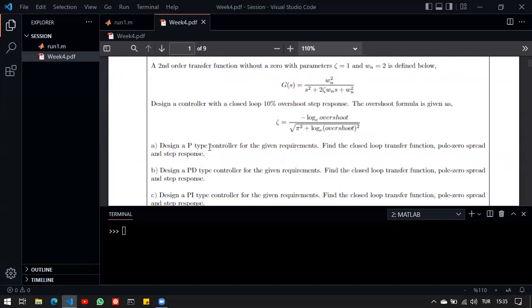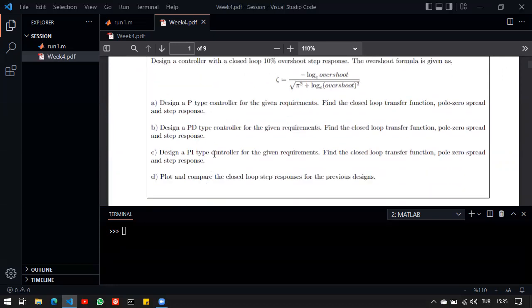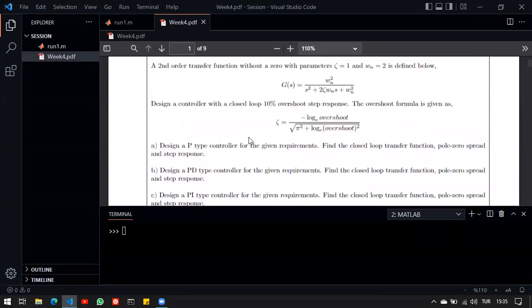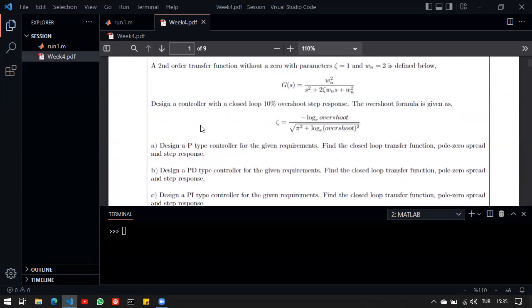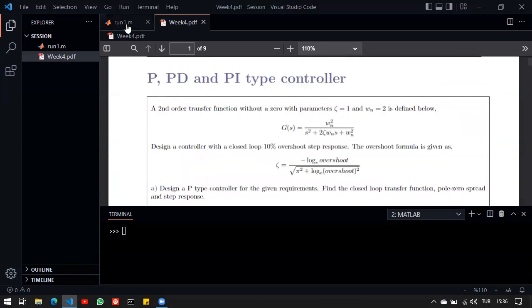As usual, the P-type controller will not be that much of a struggle, but in the PD-type and PI-type controllers, I have to note that they have additional parameters. Therefore, we'll see what that will affect. So let's quickly start with the first part, because we know what and how to design a P-type controller.